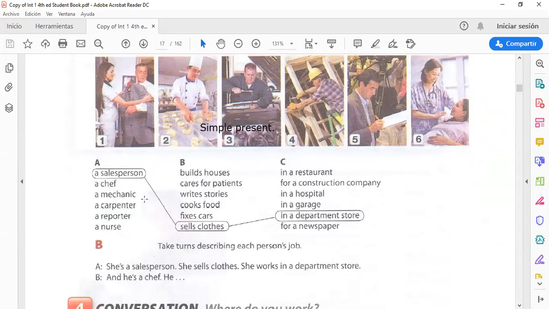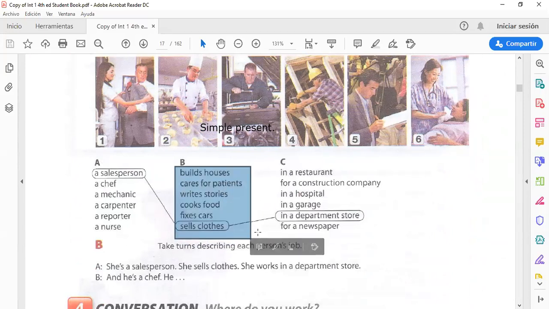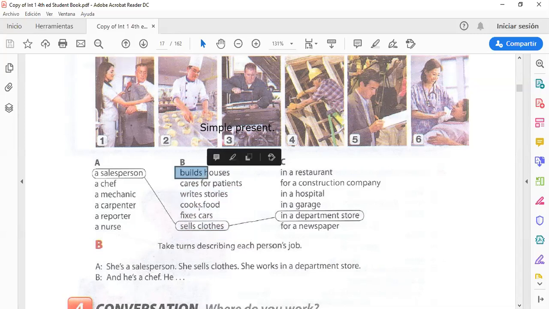Now, what is important to know here is the action, the activities that they do, okay? The activities. And moreover, the verbs that you have in here. These are the verbs. So you need to know these verbs. You need to handle these verbs in the simple present form. For example, a salesperson sells clothes in a department store.